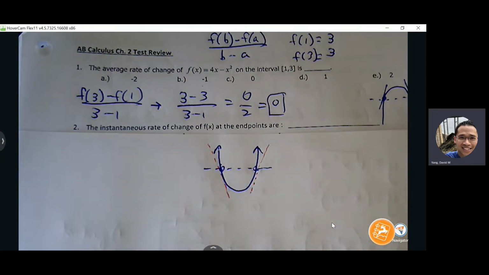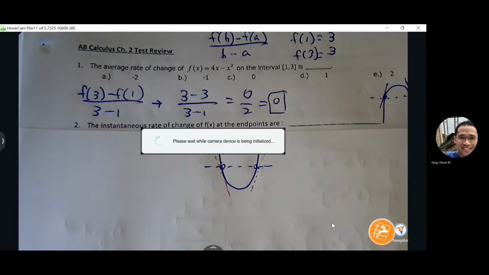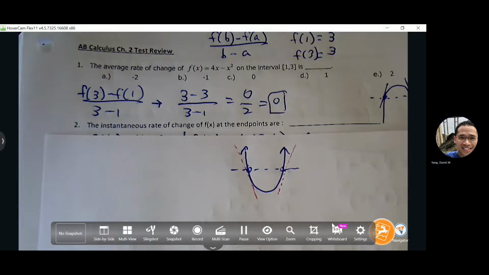So instantaneous rate of change, we need to find our f prime because we want to know the exact steepness at a specific point, not just between 2 points. So find the derivative first. And you're going to get 2 answers, right? Because you have 2 different slopes at 2 different points.